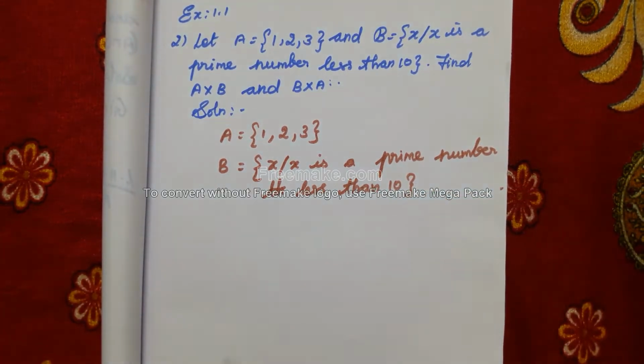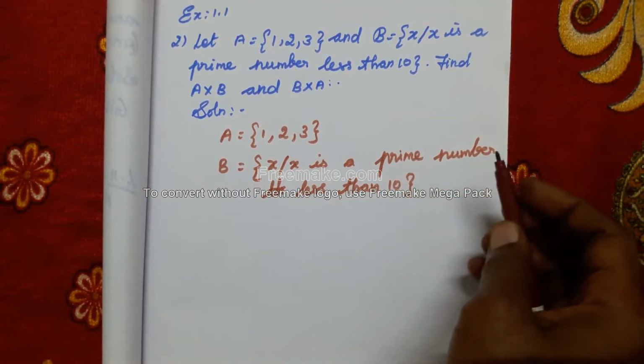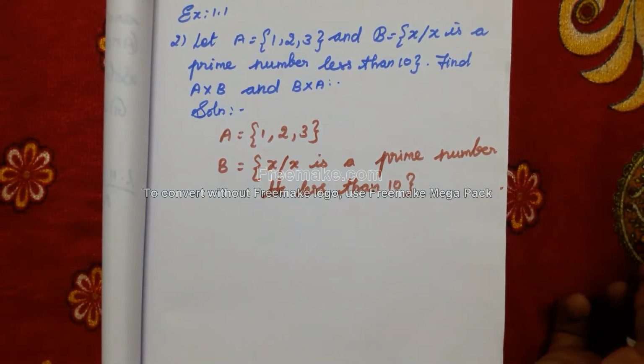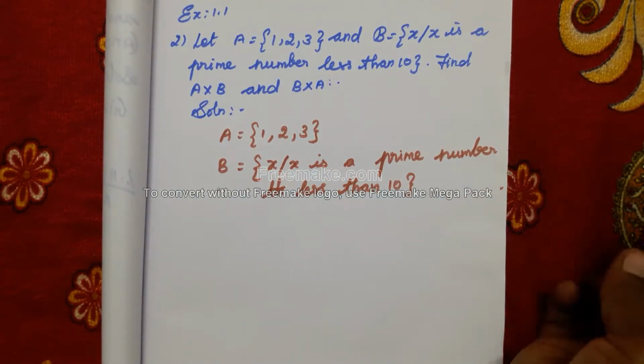First, what is a prime number? Already you have learned prime numbers and composite numbers. A number having only two factors is called a prime number. Can you say the prime numbers? 2, 3, 5, 7, 11, 13, 17, etc. What about composite numbers? 4, 6, 8, 9, 10, 12, all are composite numbers.